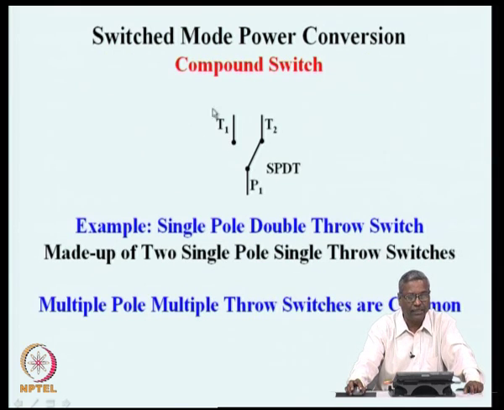Now, what I see here is a compound switch. In many power conversion circuits, a simple on-off switch is not what we use. We use a collection of switches which are put in some combination to achieve a compound switching function. What I show here is a single pole double throw switch.